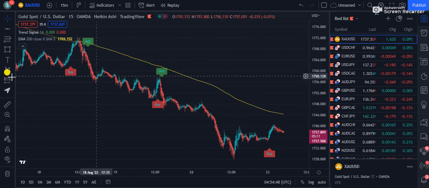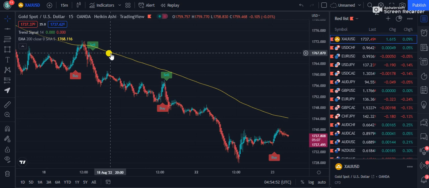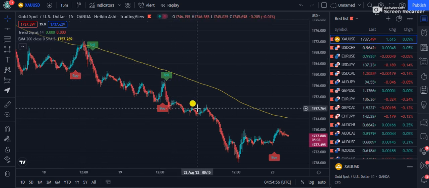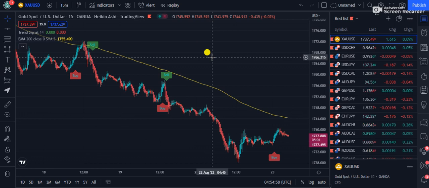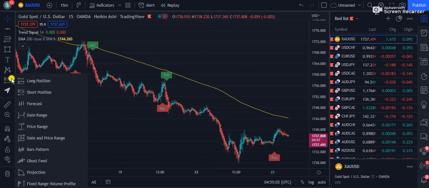Okay, now let's talk about the entry rules. First of all, please note that below the 200 EMA, ignore the buy signals, take the sell signals. Above the 200 EMA, ignore the sell signals, take the buy signals. Okay, so I will talk with the proof right now.